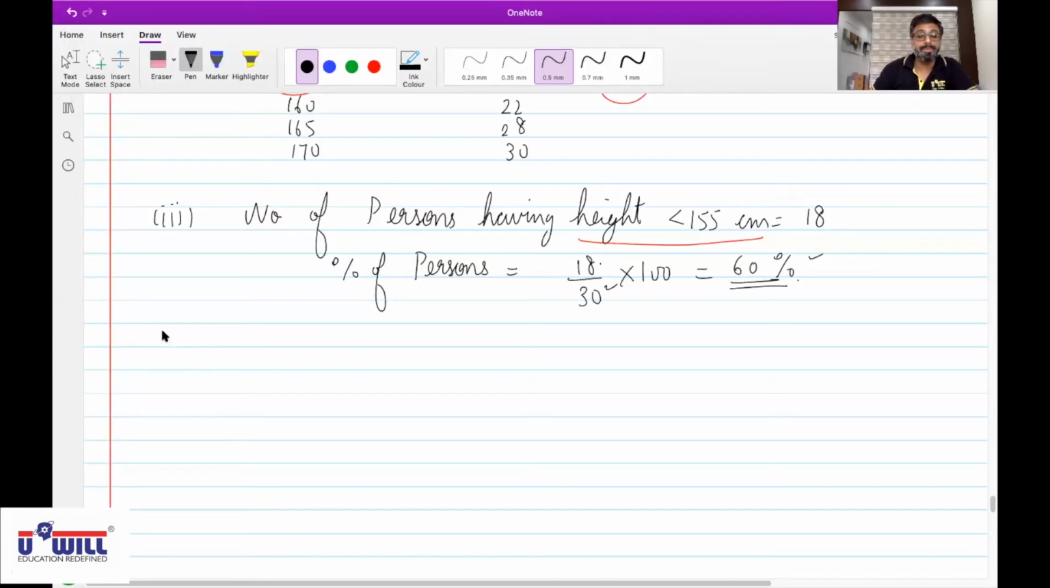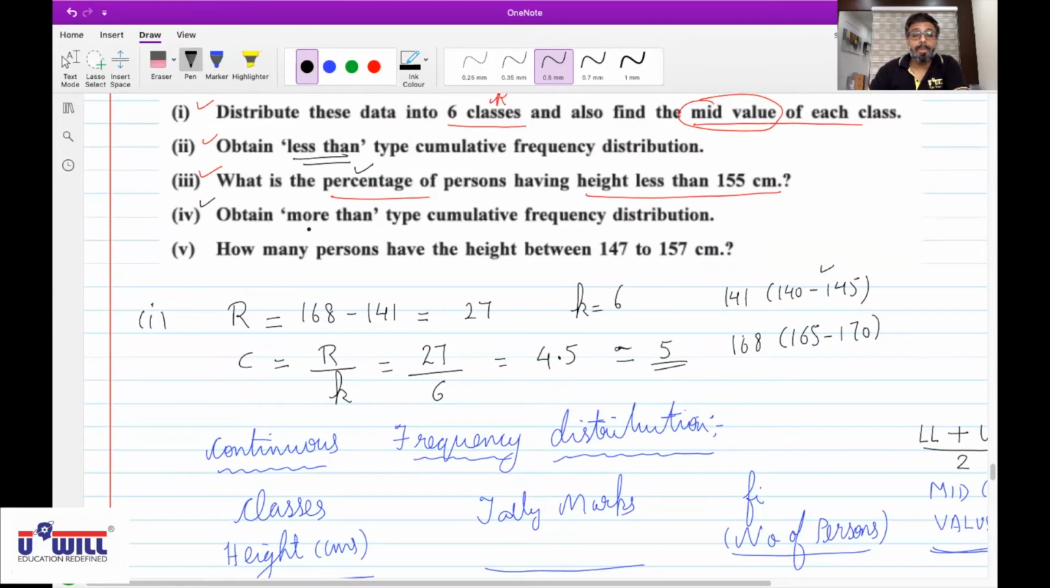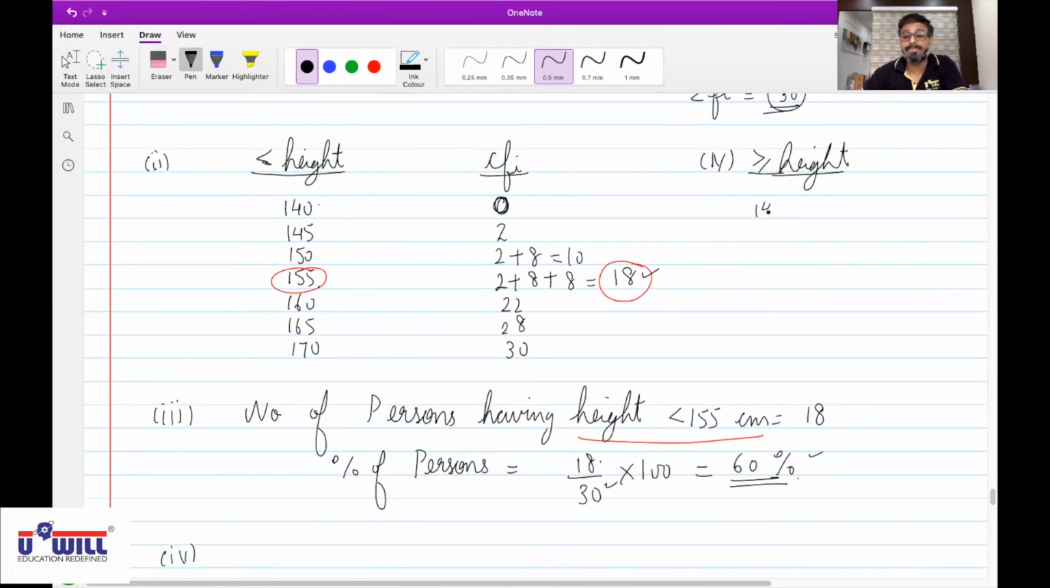Question number 4. Obtain more than type cumulative frequency distribution. Do it on your own. More than means this answer will remain the same as in the fourth one. The only difference is that here we have not written equal to, here you'll write the sign of equal to. Same 140 to 170. All of you write again.